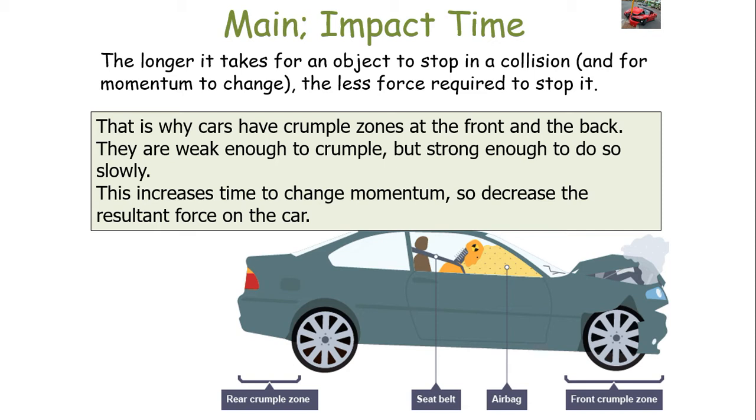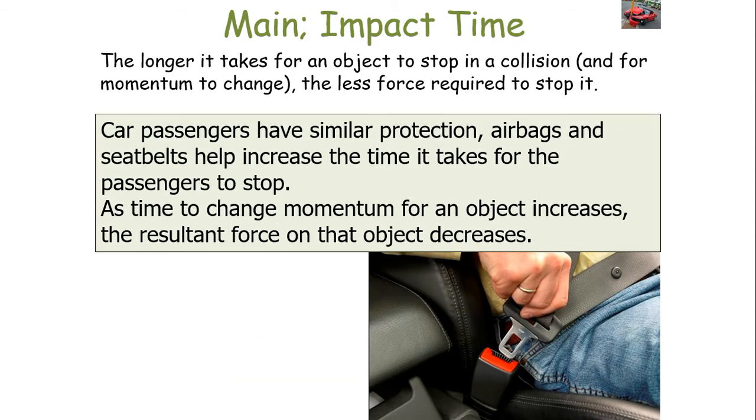So this is why cars have crumple zones at the front and the back of the vehicles, because they're weak enough to crumple but strong enough to do so very slowly. So it increases the time of the crash, so increases the time to change the momentum, so will decrease the resultant force on the car. Now car passengers have similar protection.